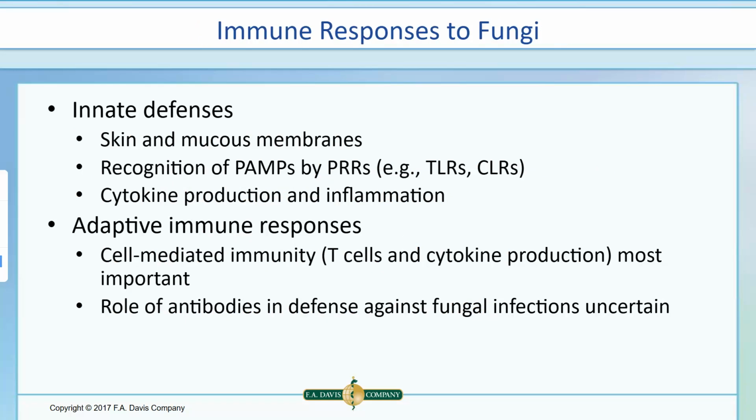Immune responses to fungi. Innate defenses include skin and mucous membranes, recognition of PAMPs by PRRs, for example toll-like receptors, and cytokine production and inflammation. In the adaptive immune response, we have cell-mediated immunity. T cells and cytokine production are most important. And the role of antibodies in defense against fungal infections is uncertain.